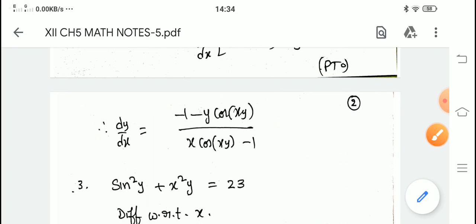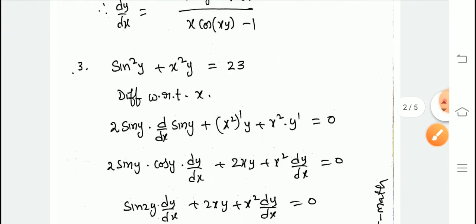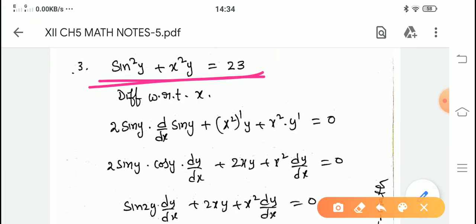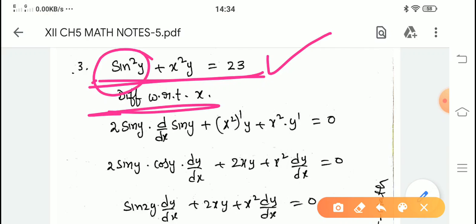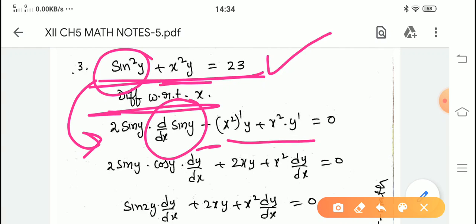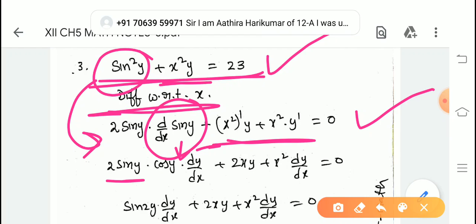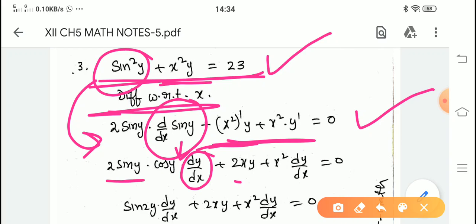One more example. See, sin square y plus x square y is equal to 23. Differentiate with respect to x. The derivative of sin square y is 2 sin y, since we follow the chain rule, d by dx of sin y, plus the uv rule applied for the other term, equal to 0. 2 sin y derivative is cos y into dy by dx, since it is the chain rule. The x square derivative is 2x into y, plus x square into the y derivative dy by dx, equal to 0.